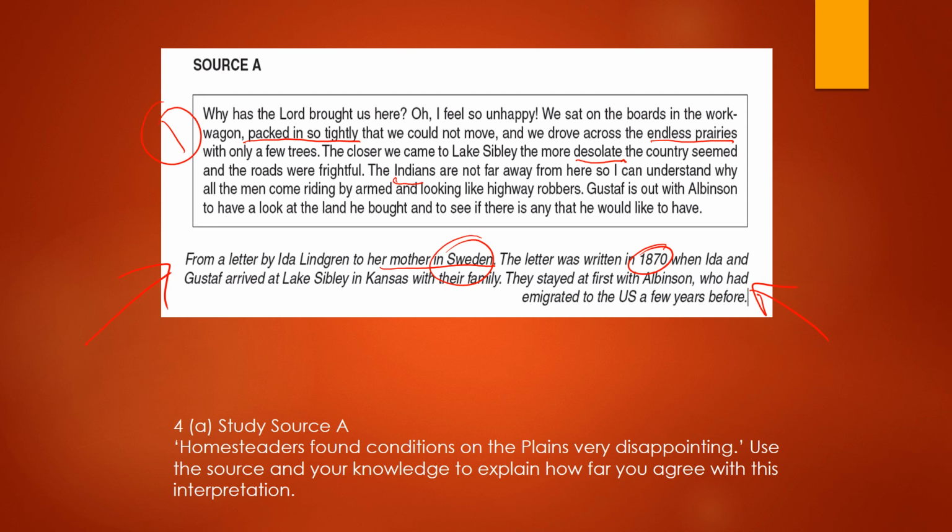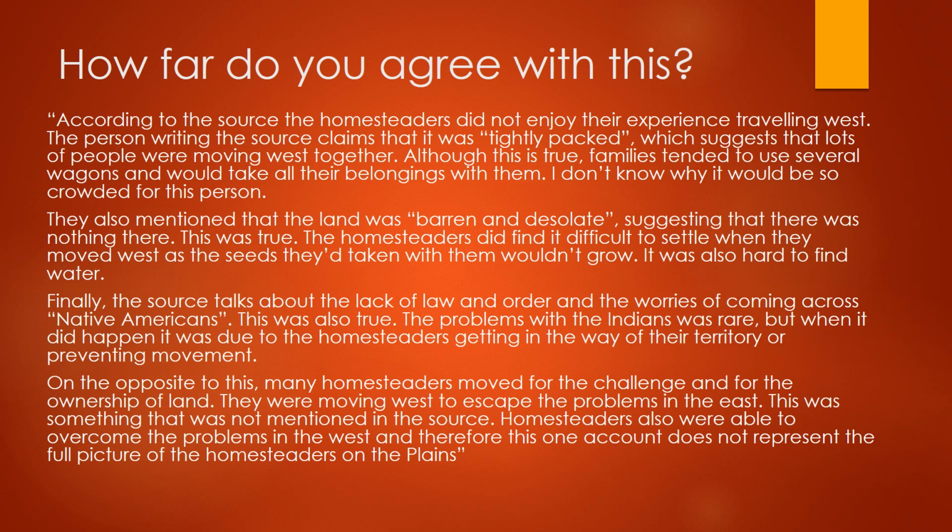The Indians are not far away, so we've got an element of fear. So 2, it's desolate. 3, they're afraid that they might be robbed. And they even say that because it says here, all the men come riding by armed and look like highway robbers. And that's it. I've got 3 things I want to take from that source. Let's have a look at how we're going to use it. How far do you agree?